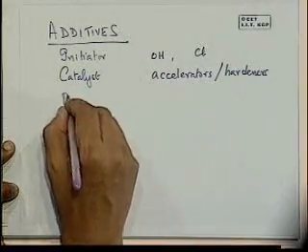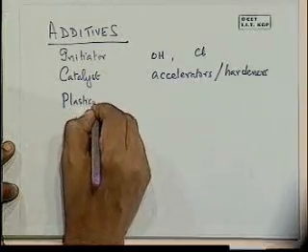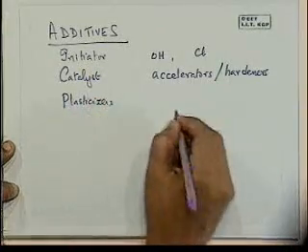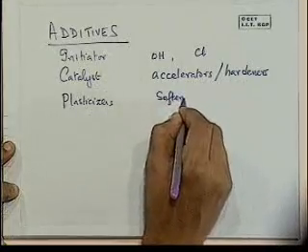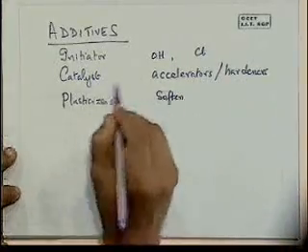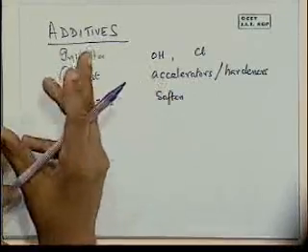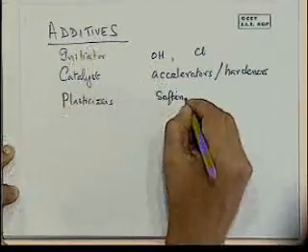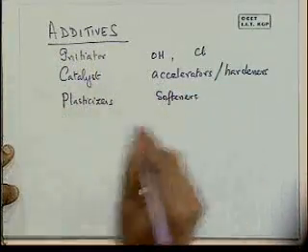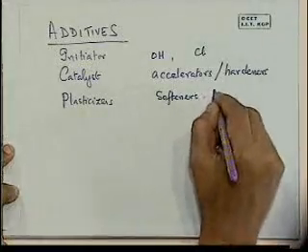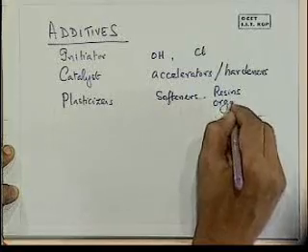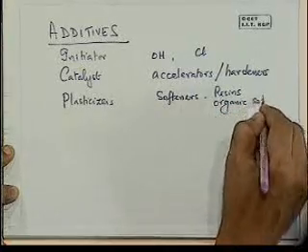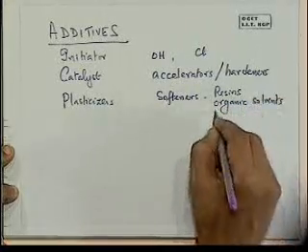And then we can have plasticizers, which correspondingly, instead of hardening, soften the polymer. Something is added to make it a little bit more processable, so it's more plastic. So it's also a softener. And examples of that are certain resins, organic solvents, in some cases even water.